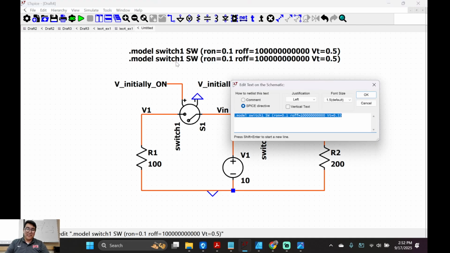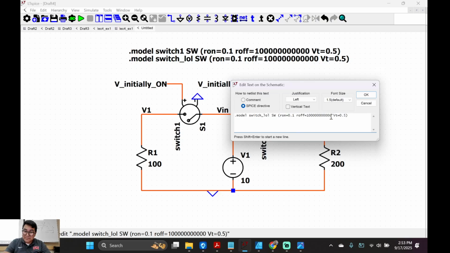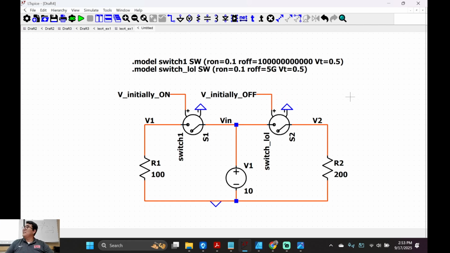Boom. And what did I call this one? Man, let me just do this. 1 gig. 1G. You like that? What about 5G? Who likes 5G antennas? Anyways, ready to simulate this?